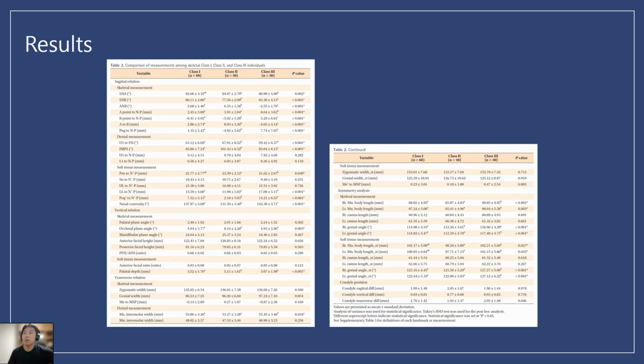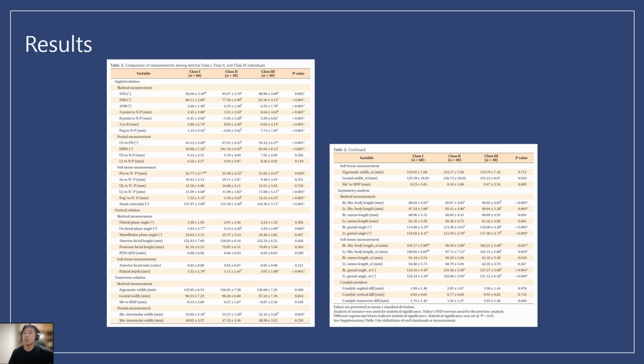In comparison among skeletal class 1, 2, and 3 groups, the vertical relation measurements showed statistical differences in the occlusal plane angle and palatal depth, with the skeletal class 2 group showing greater values compared to the skeletal class 1 and 3 groups. In the transverse relation measurements, only the maxillary intermolar width revealed a significant difference, with the skeletal class 3 group having a higher value than the skeletal class 2 group.